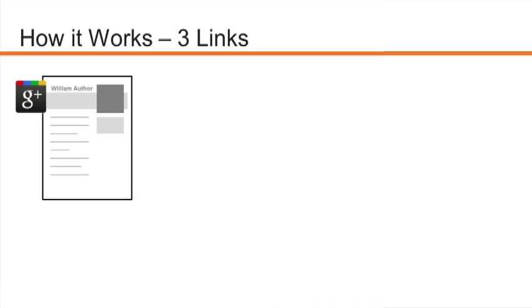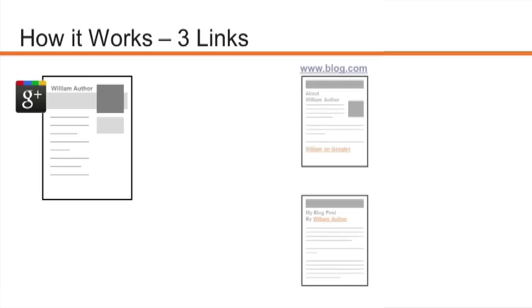So the three-link method is for websites where you have multiple contributors on the same site, and it works like this. You still have to have your personal Google Plus profile, well, one for every author. And in this case, it doesn't have to be a blog, but I'm using it as an example so you can see that it's clearly different than the last example I gave. So we'll call our blog www.blog.com, and there's at least two pages on that blog. One is a page about William Author, so it's his profile that appears on blog.com. And then we have a bunch of blog posts by William Author.